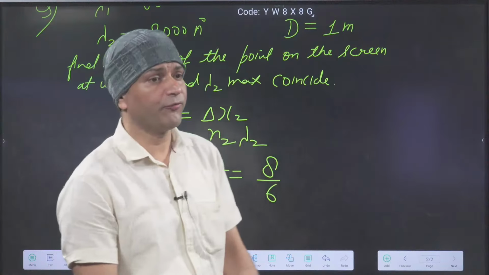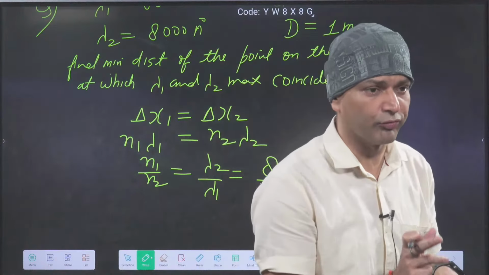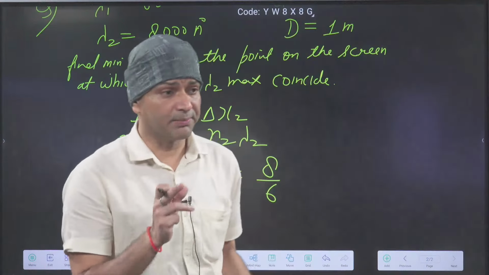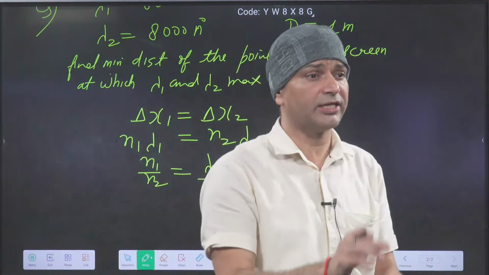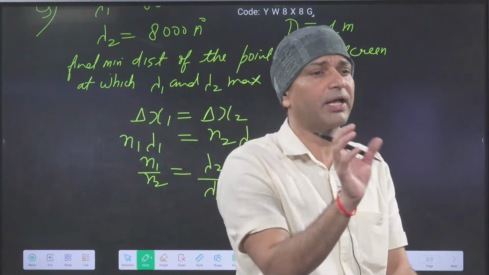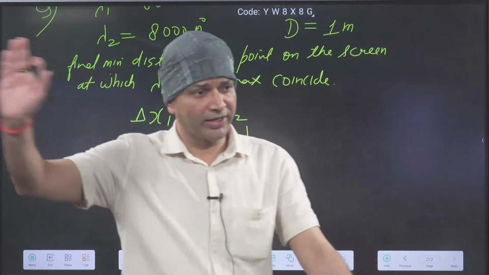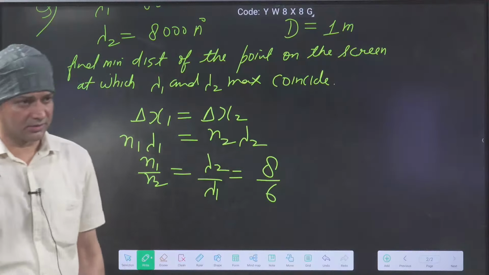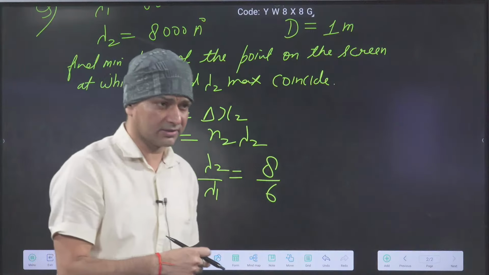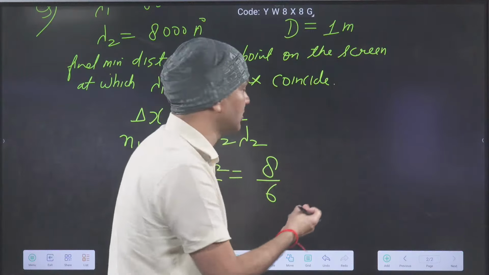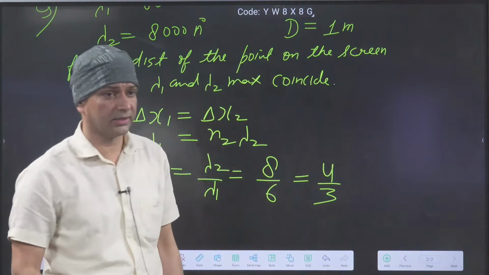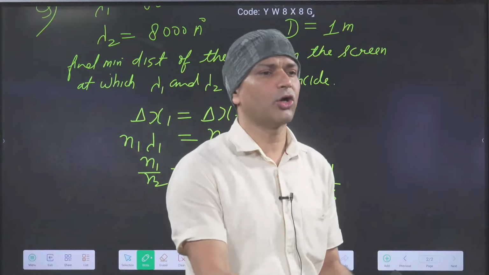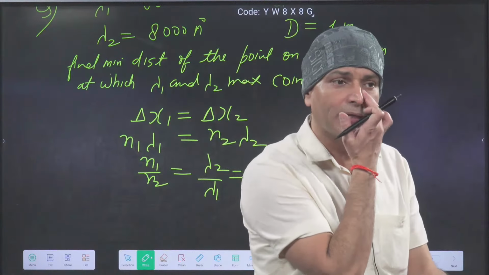This type of problem, first we will find the simplest ratio. Simplest ratio means the numbers have to be relatively prime, so no common number should be there. We will simplify and cancel all common factors. Like 8 by 6, here 2 is a common factor. After cancelling, we got what? 4 by 3. Now in 4 by 3, no common integer is there.